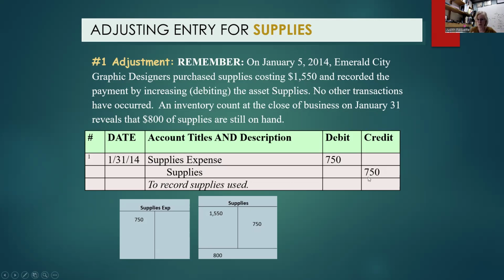Now those 2 accounts are really similar, but they're not similar at all. Supplies expense goes on the income statement. Supplies is on the balance sheet. It has a future value. It's like those 4,000 rolls of toilet paper you have at home from Costco. You haven't used them up yet. They have a future value to you. Okay. But we bought 1550 and we have to properly reflect what we have now, which is only 800. So now we say we're expensing 750 of supplies. That's going to reduce net income. It's going to go on the income statement.